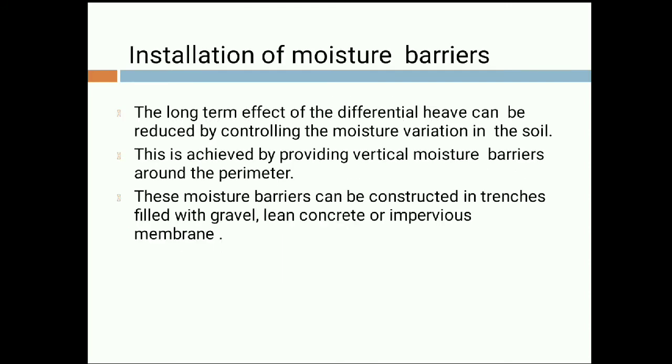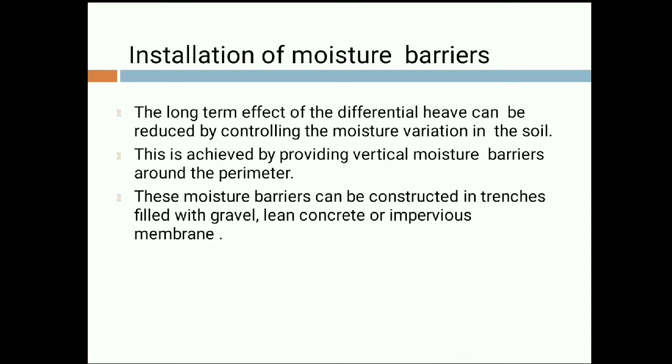Next one is installation of moisture barriers. The long-term effect of the differential heave can be reduced by controlling the moisture variation in the soil. That is, after constructing the structure, what kind of arrangement we can do to restrict the amount of water entering the surrounding of the building. This is achieved by providing vertical moisture barrier.